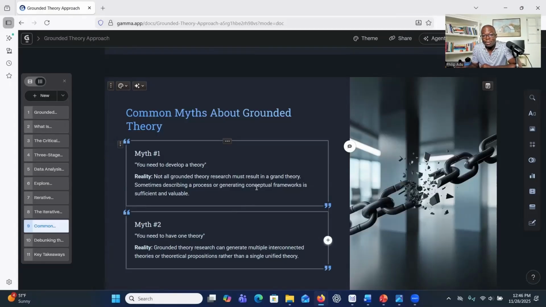The second myth is that you have to develop one theory. You can develop multiple theories. It all depends on what the theory is explaining, right? Let's say you are focusing on two main aspects of a concept, right? One theory can explain one aspect, another theory can explain another aspect, right? So these are the two main myths, but as I said, there are a lot, but these are the two main that I want to really share with you.